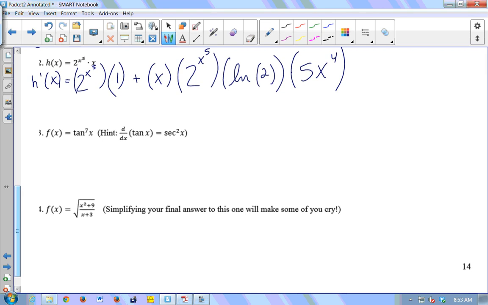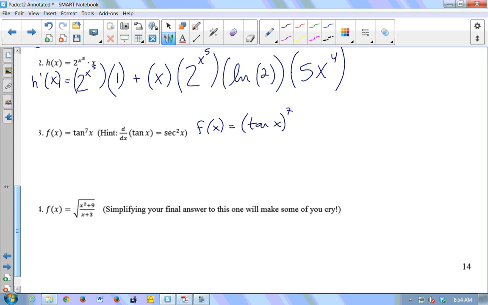Okay, so for number 3, I want to take the derivative of tangent to the 7th x. So first of all, it's important that you know that that notation means tangent of x to the 7th power. Mathematicians have just adopted this notation because it means you don't have to write parentheses all the time.